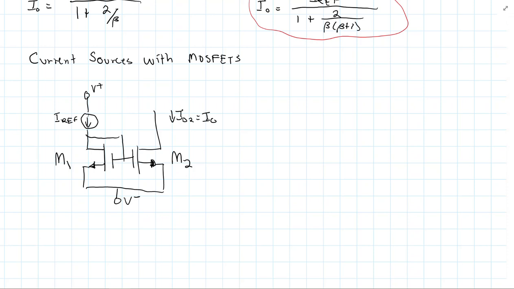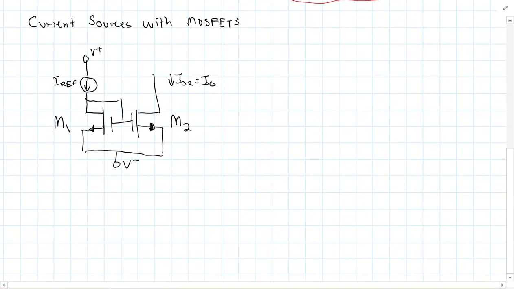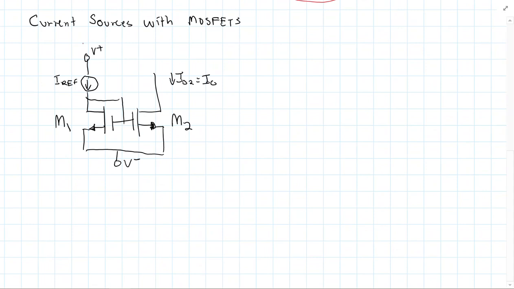Now, if we look at this, we shouldn't be too surprised by this. It looks like the exact same kind of current mirror that we had for bipolar transistors. But the analysis is, of course, going to be different because we are dealing with MOSFETs as opposed to bipolar transistors. So let's look at the analysis here. First off, I'm going to go ahead and just erase this M1 and M2. We're going to keep that in mind here. I'll just write it off to the side here, M1, M2.